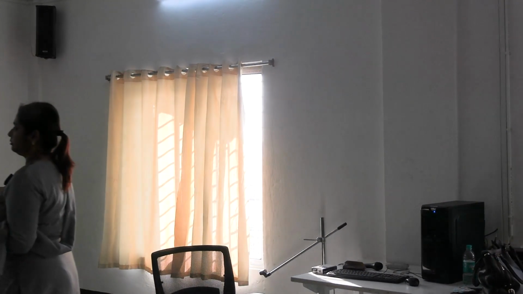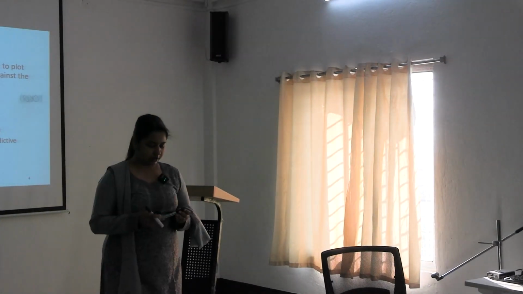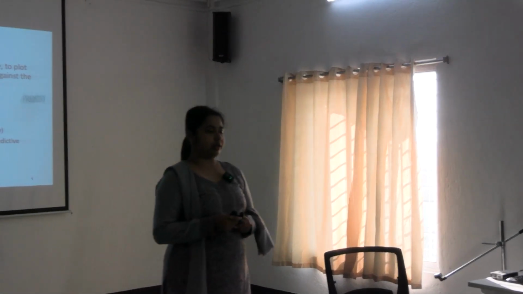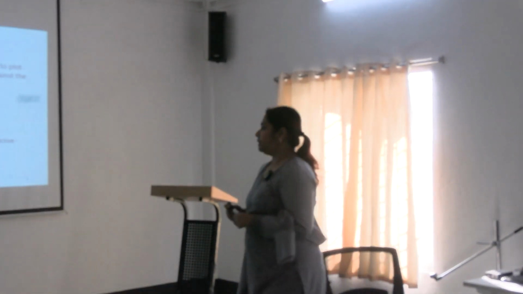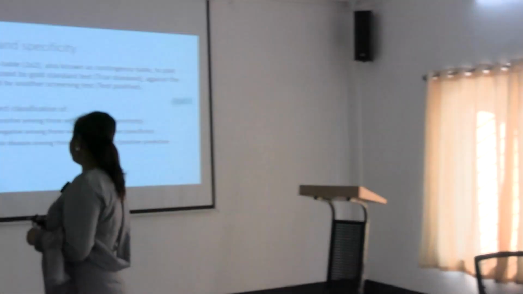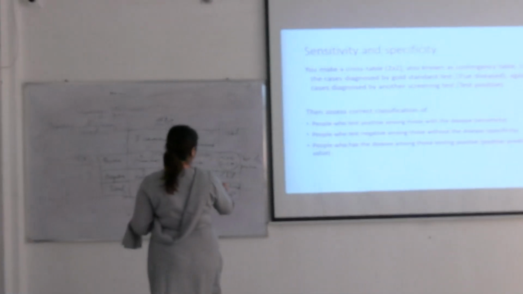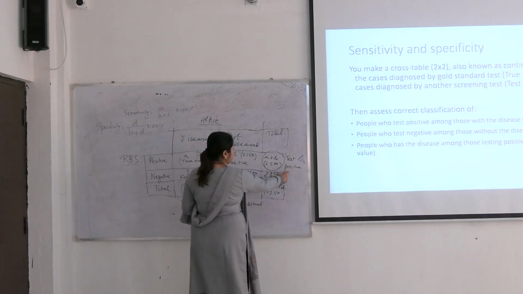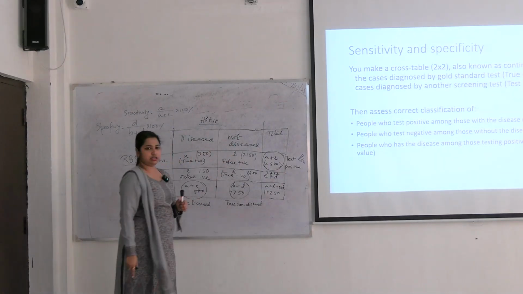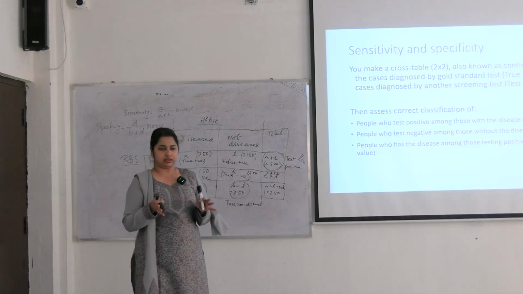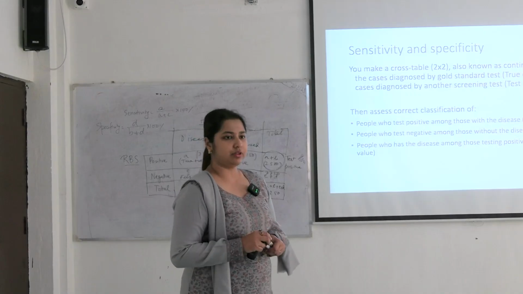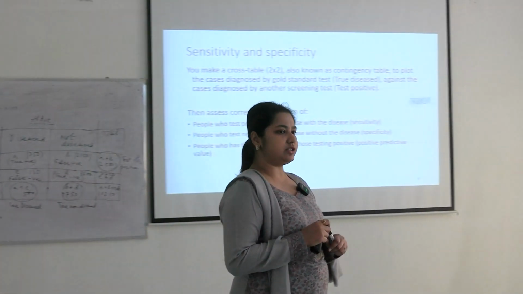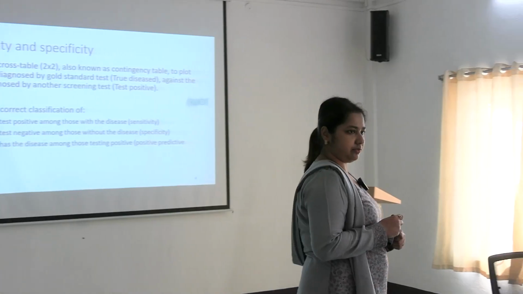Now, those were the properties of the test, but what about the property of the disease? Will it depend on the disease, how good or how accurate the test is? Consider people who have the disease among those testing positive. So now, of those who are testing positive, how many people are having the disease? Say someone comes to a clinician or to a camp, they do RBS in a camp, and they have tested positive. So what are the chances that they are actually positive?